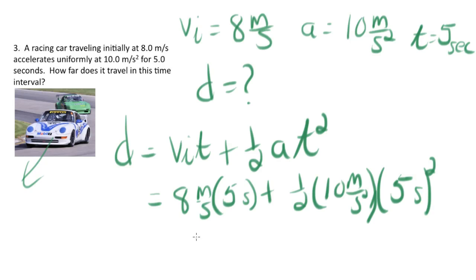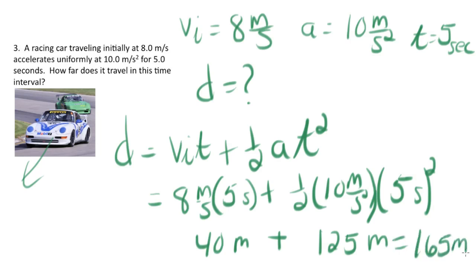So we have 8 times 5 is 40. The seconds cancel out. I'm left with meters. Plus, half of 10 is 5, and then we have 5 squared is 25, so 25 times 5 is 125, and let's make sure the units work. This is seconds squared, that's seconds squared, they cancel out, you're left with meters. You can add meters with meters very nicely. And that's very important. Units really can tell the story if you're on the right track. So we get a total of 165 meters for my race car.